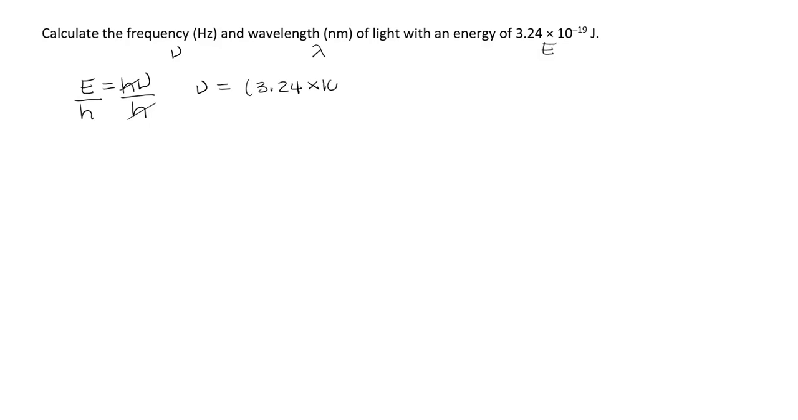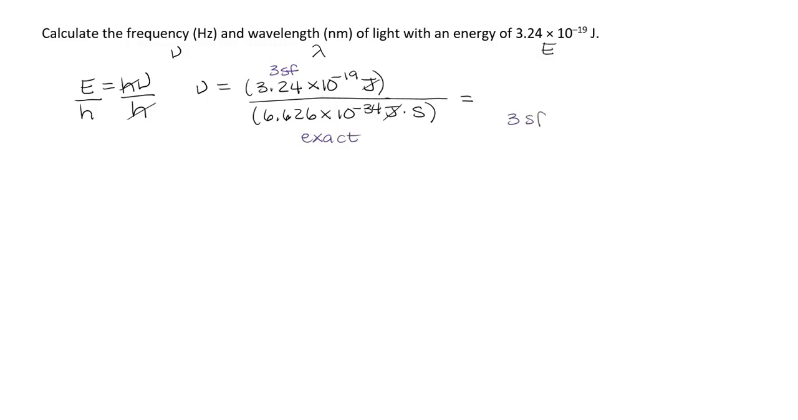3.24 times 10 to the negative 19 joules, divided by h, which is 6.626 times 10 to the negative 34 joules times seconds. Joules will cancel, and I will be left with units of inverse seconds. For sig figs, I have 3 in the energy, and h is exact, so my final answer will have 3 sig figs. I have 3.24 times 10 to the negative 19 divided by 6.626 times 10 to the negative 34 gives me 4.89 times 10 to the 14th. The units are inverse seconds, and that is the same thing as hertz. So I can rewrite this as 4.89 times 10 to the 14 hertz.